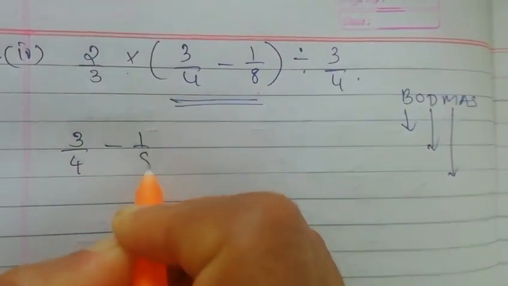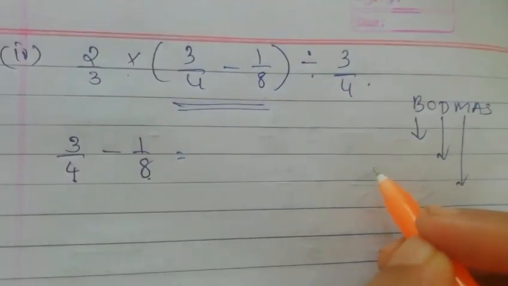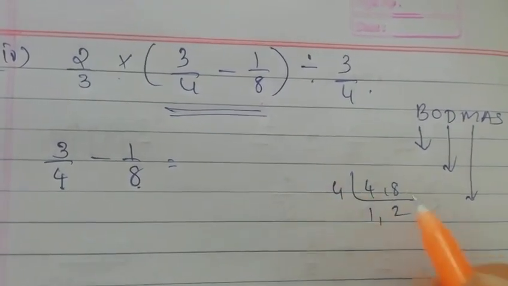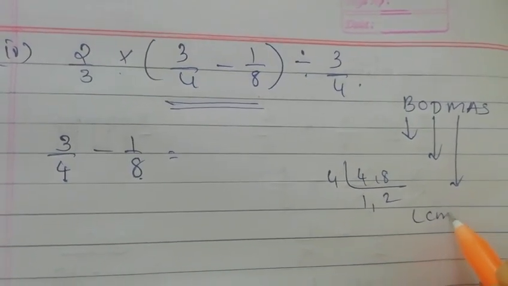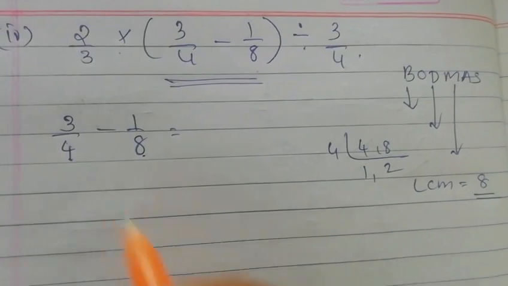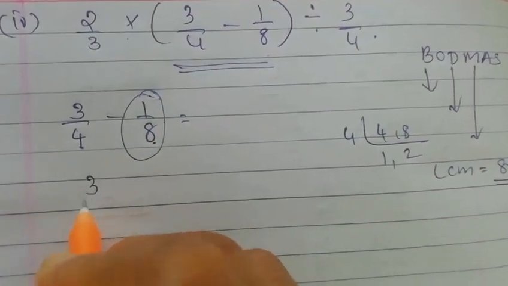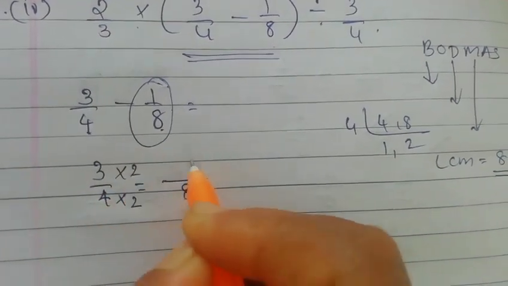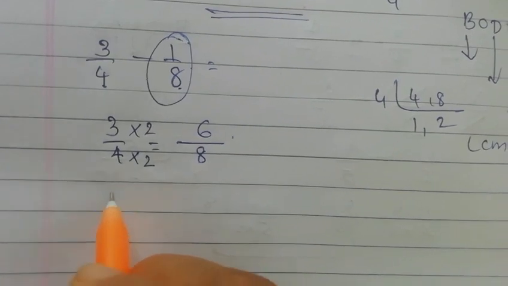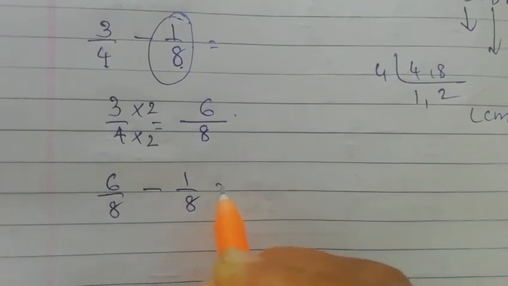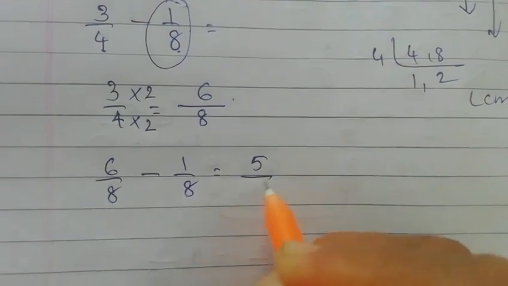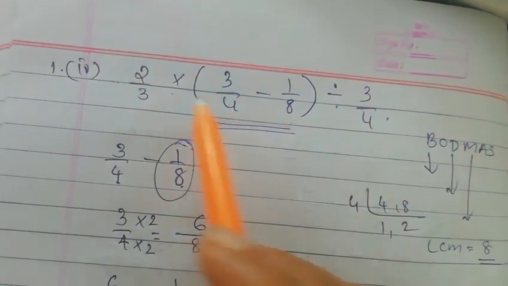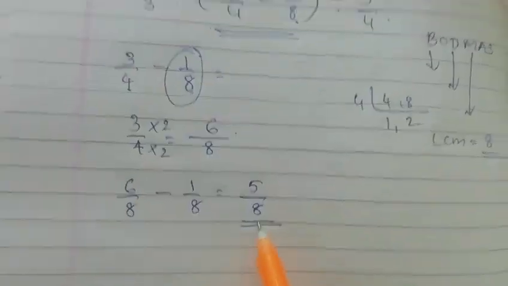3 by 4 minus 1 by 8. Denominators are different. Take the LCM of 4 and 8. 4 ones are 4, 4 twos are 8. Or 2 and 2 you can divide like this. LCM is equal to 4 into 2, 8. 1 by 8, no need to change. 3 by 4, we have to change to 8. 4 into 2 is 8, 3 into 2 is 6. Then 6 by 8 minus 1 by 8, 6 minus 1, 5 by 8. So this is 5 by 8. This answer we know now. You got 5 by 8.